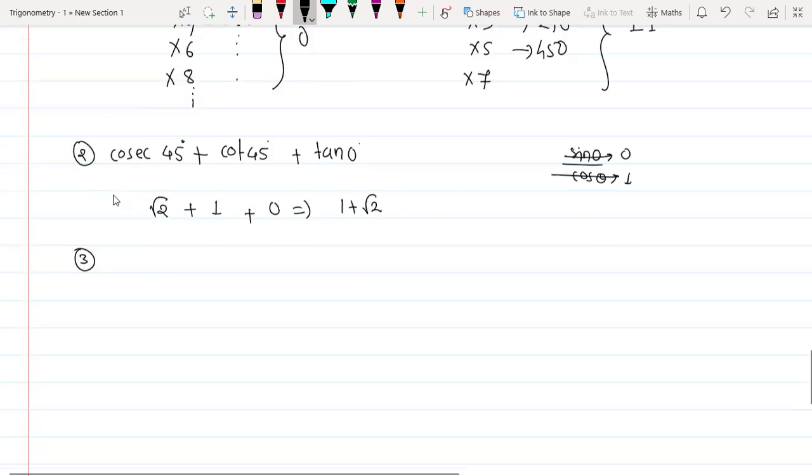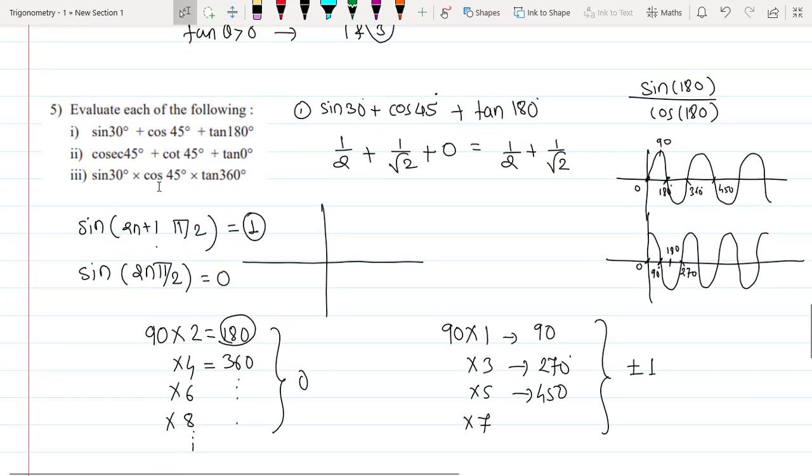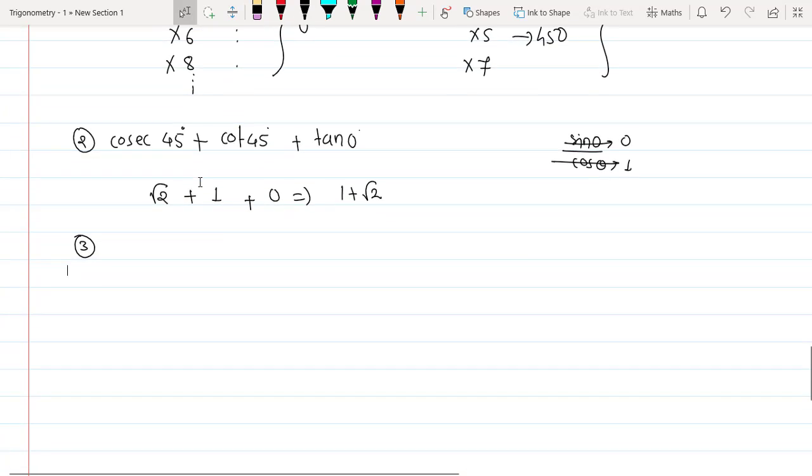Third question. Sin 30 into cos 45 into tan of 360. How much is it?